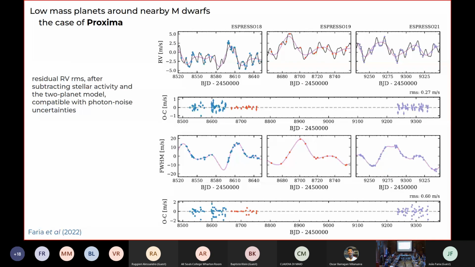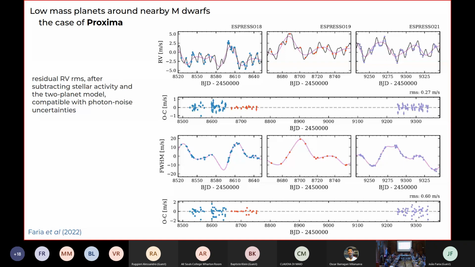I think it's funny to see that with the Gaussian process model, the stellar activity model, you can already see by eye the shifts that we've heard about, right? The peaks are offset and lagged between the indicators. And the residual RMS that we get at the end with the two-planet model is comparable to the photon noise uncertainties.